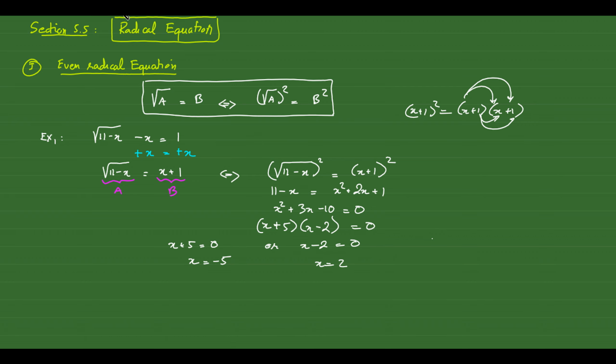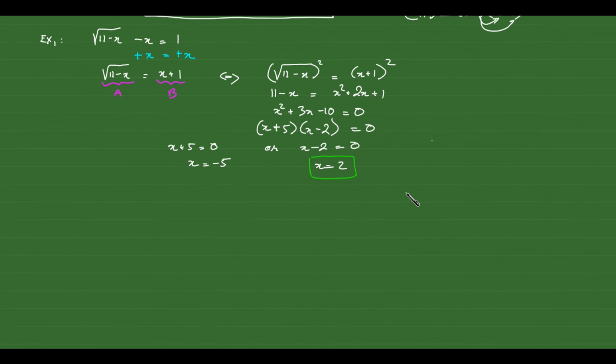Then my final solution will be this only. Right? Because x equal to 11 minus 2, 9, square root of 9 is 3, 3 minus 2 equal 1. So there we have only one solution. Okay.